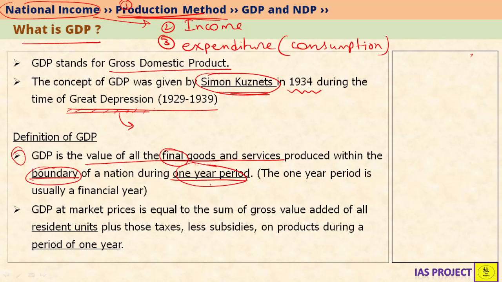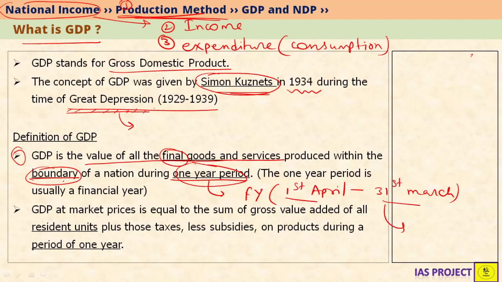The first one is within the 1 year period. This means that whatever is the value of final goods and services we are measuring, it has to be measured within 1 year period. And this 1 year period is usually a financial year. For example, in the case of India, it is from 1st April onwards to 31st March of next year. The financial year starting and ending may be different for different countries. This is only the case for India here. So the first one is 1 year period, which we have seen is nothing but financial year.